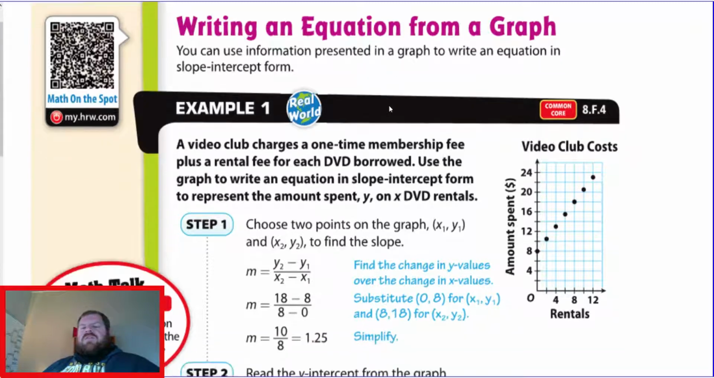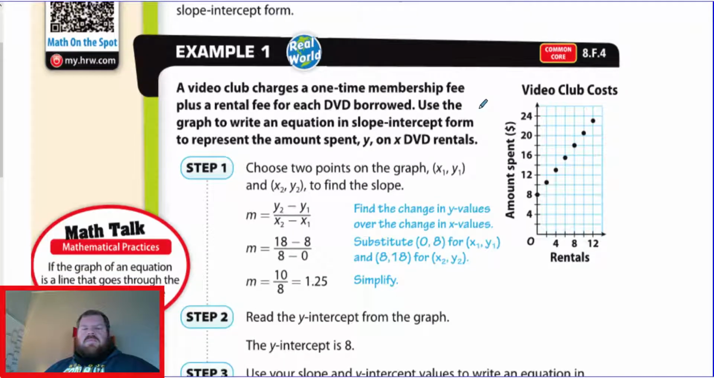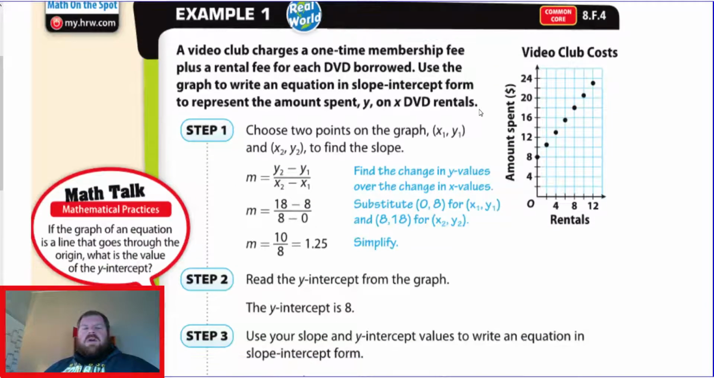Writing an equation from a graph, we can do the same kind of thing from a graph. We just have to find some of the information that we've talked about. We need to find the y-intercept and find the slope. So this one's already done for us, but let's go ahead and read through it and see if we can get a hold of the information a little bit better.